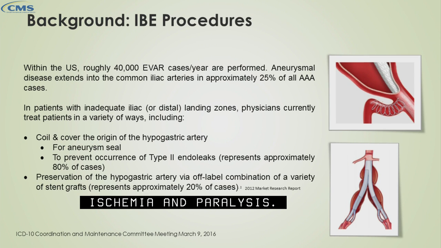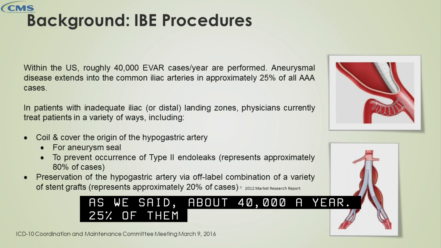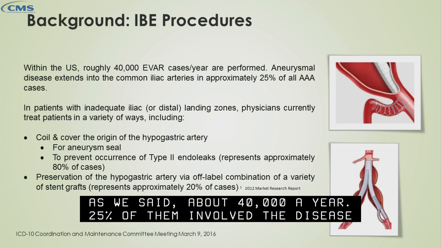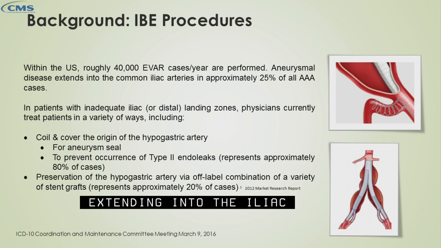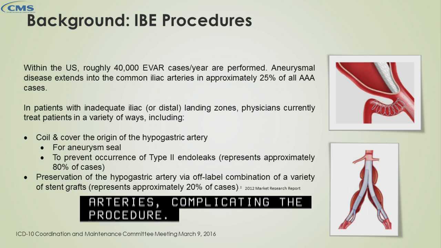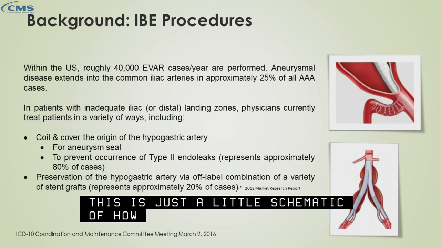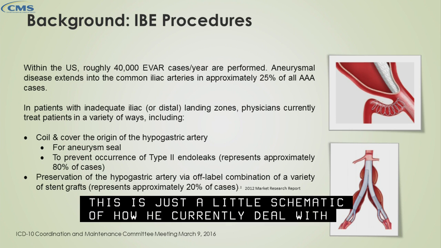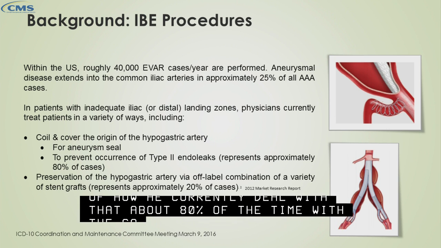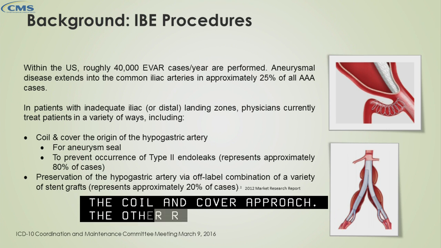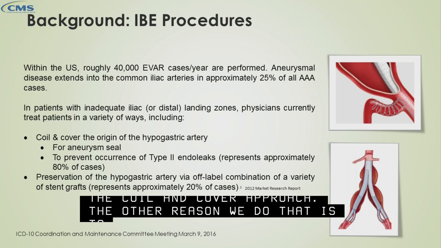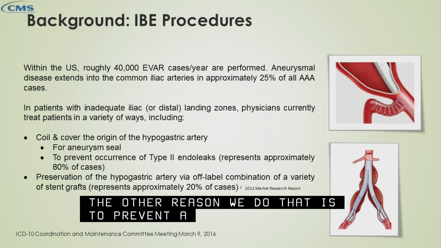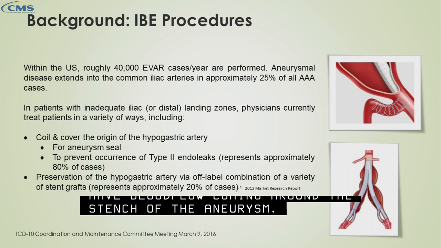As we said, there are about 40,000 EVARs per year. About 25% of them involve the disease extending into the iliac arteries, complicating the EVAR procedure. This is just a little schematic of how we currently deal with that, about 80% of the time, with the coil and cover approach. The reason we do that coil and cover, like I said, is to prevent a retrograde type 2 leak, where we have blood flow coming back around the stent into the aneurysm. And then the bottom picture is some of those using extra pieces to try to make it work.